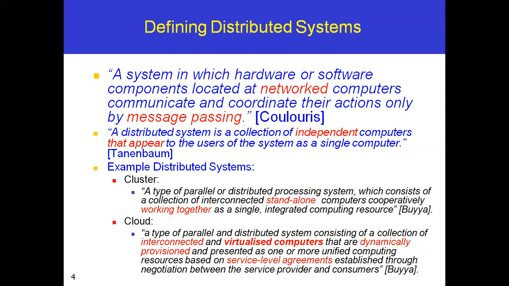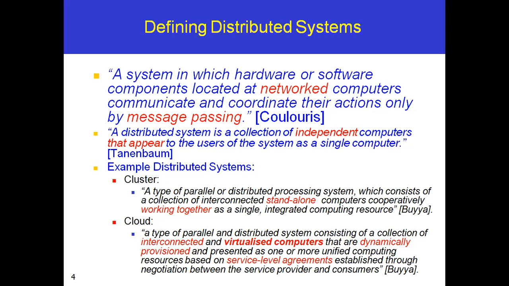I already told you, all distributed systems appear to the user as a single system. This is the first example of a distributed system, named cluster. The second example of a distributed system is the cloud. We might all be aware of cloud because you have completed cloud computing.